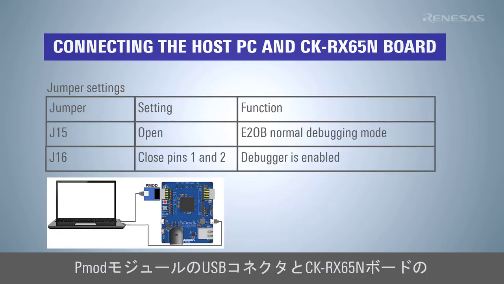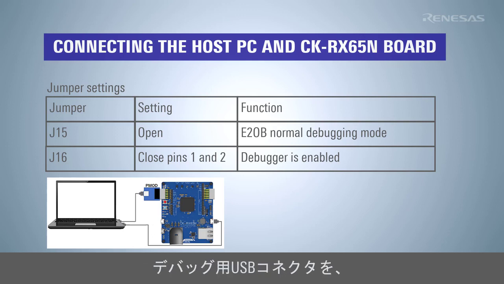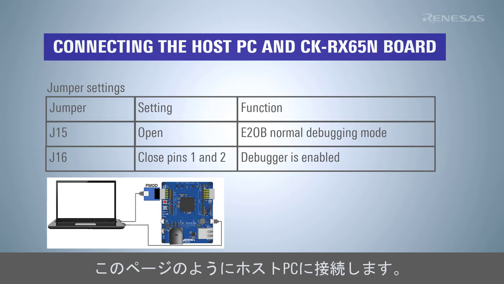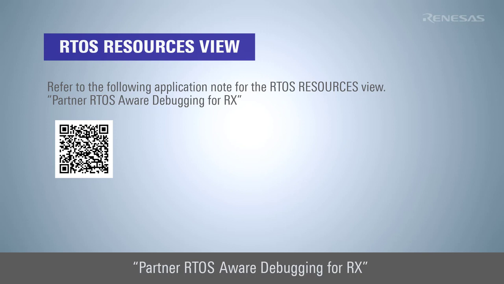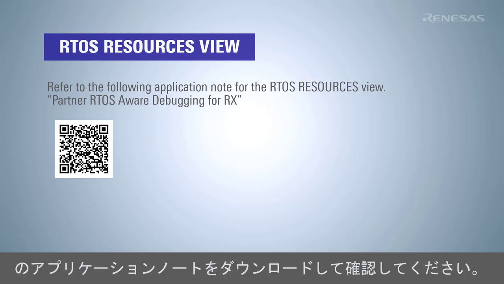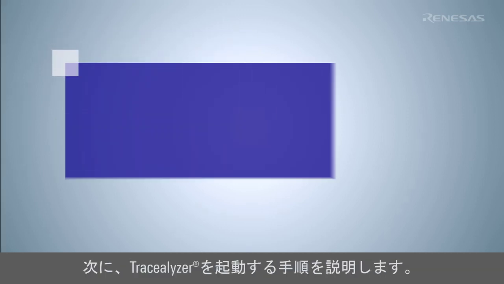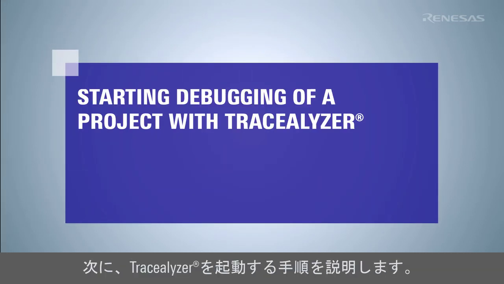As shown on this page, connect the USB connector on the PMOD module and the USB connector for debugging on the CK-RX65N board to the host PC. To learn how to use the RTOS resource view, please download the application note Partner-OS Aware Debugging for RX. Next, we will go over the procedure for starting Tracealyzer.